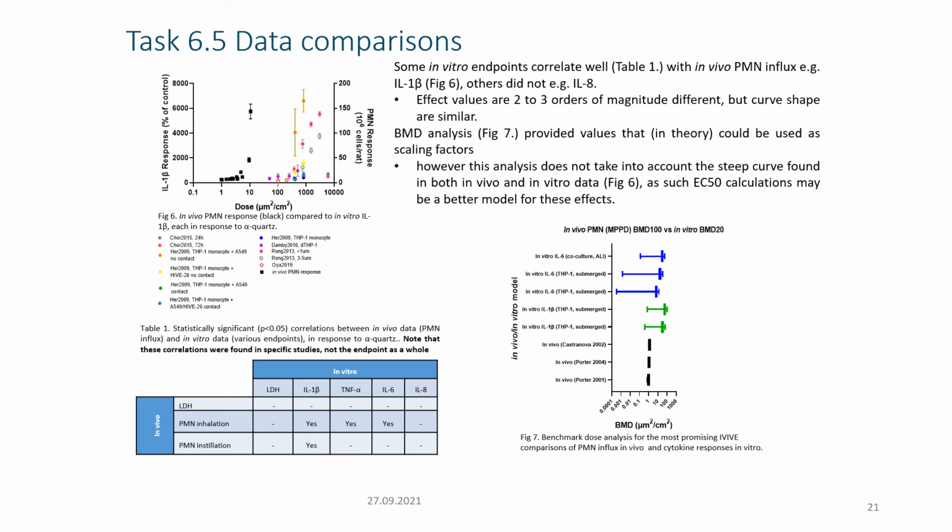However, we notice that IL-1 beta is the one that correlates the best with the in vivo PMN. You can see from this graph here that it's now possible to scale the in vitro and in vivo dose basically by a division by 100 to bring the in vitro dose down to the same level as the in vivo dose.